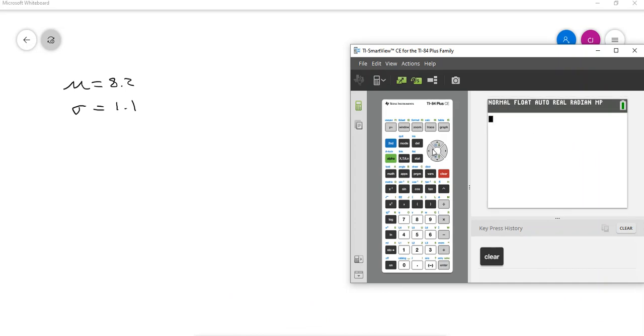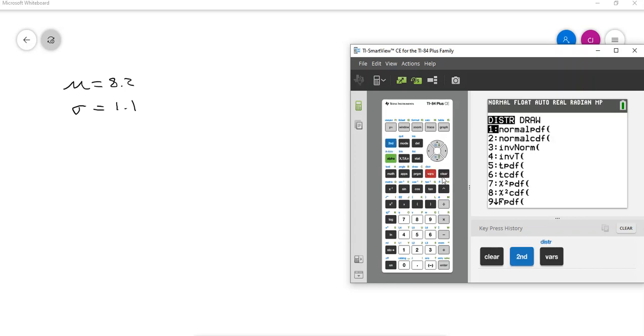Now in your calculator, you're going to hit second function distribution. Okay, the vars key, but you'll notice right above the vars key it says distribution. So that stands for the probability distributions. And there's lots of them. You see all the different distributions they have just in this calculator. And it goes down for more of them. But number 2, normal CDF stands for normal distribution cumulative density function.